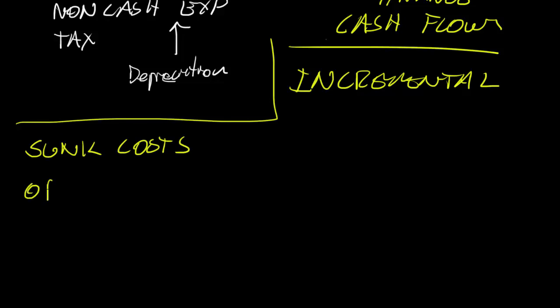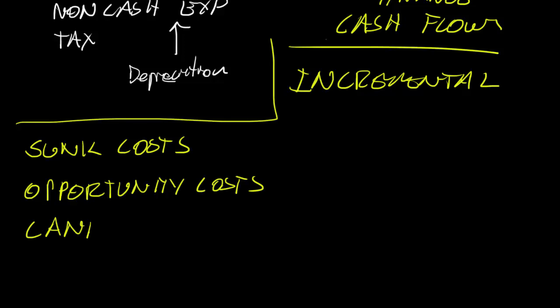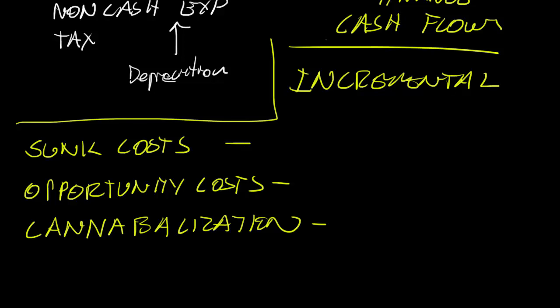opportunity costs, and cannibalization. And I'll go over these fairly quickly. So make sure you have a good idea of what these are before we go into them. They're easily defined in the book.